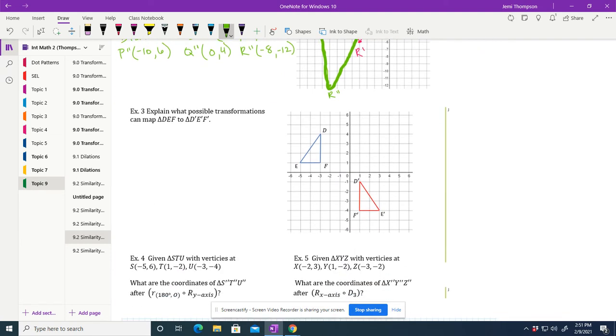Example 3. Explain what possible transformations can map DEF to triangle D' E' F'. So on this third problem, this is a little different. I want you to take a moment and try to visualize in your head how you could take the blue triangle and use some transformations to get it to the red triangle. Now there's multiple correct answers for this. You can do it in 2, or you could do it in infinite. You could do it in a ton.